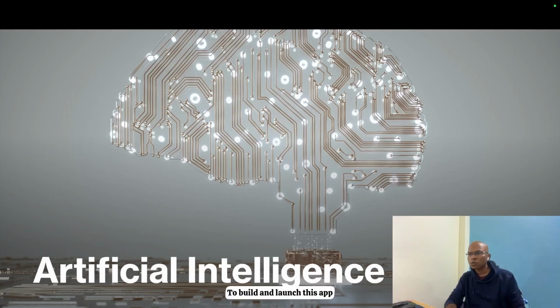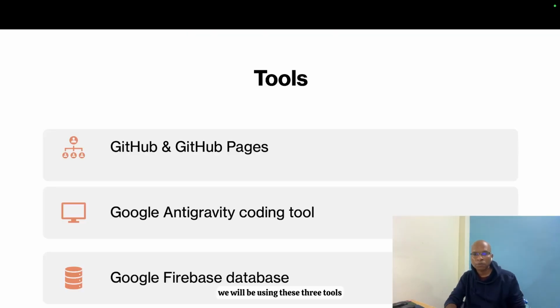To build and launch this app, we will be using these three tools. Let me quickly walk you through what each one does. The first one is GitHub and GitHub Pages. This is where we will store the code and publish it as a live website. Think of it like a Google Drive for code, except it also gives you a real URL on the internet.